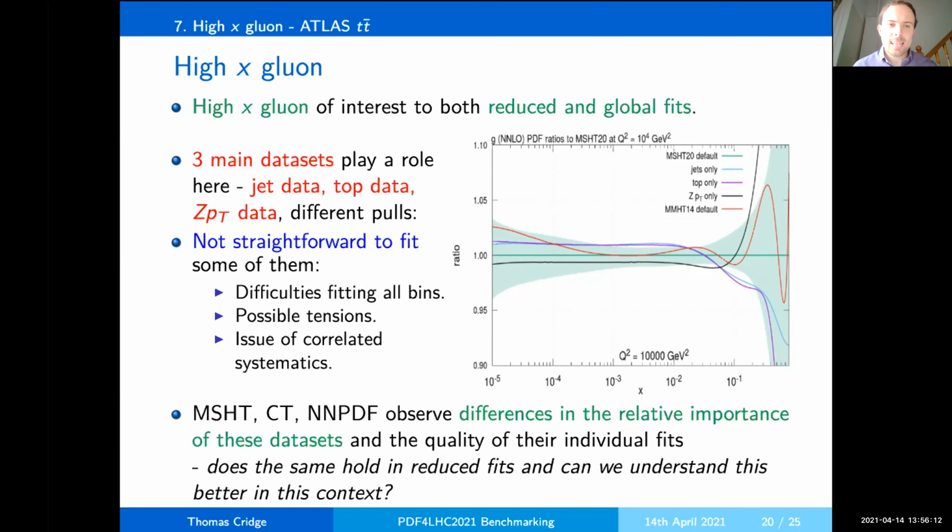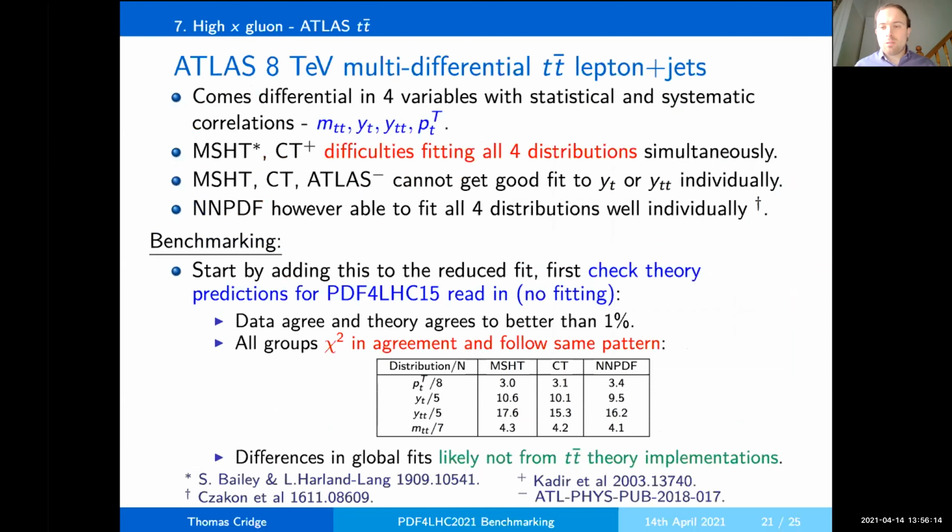So moving on to the next slide, the data set that we've chosen to focus on first is the ATLAS 8 TeV multi-differential t t-bar lepton plus jets data set.